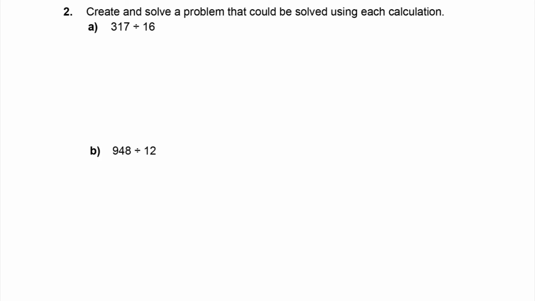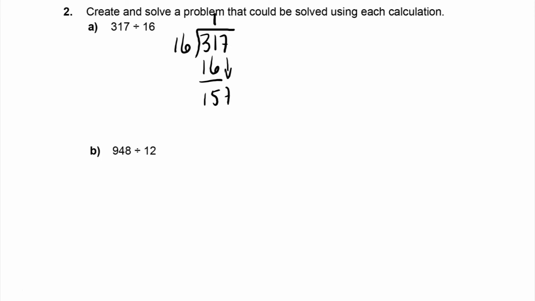Create and solve a problem that could be solved using each calculation. I'll leave it up to you to create a problem that might work with these numbers, and we'll just go ahead and solve 317 divided by 16. So I know that 2 times 16 is 32, so it means I'm only going to have one 16 here, and I have 15 left over.